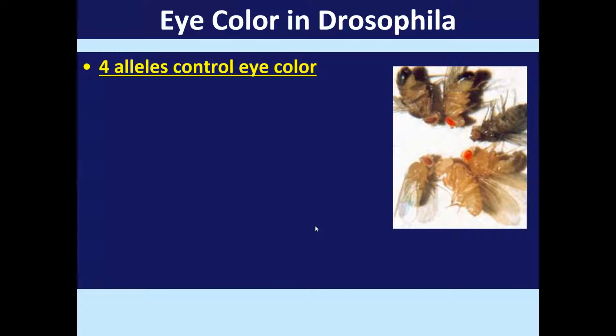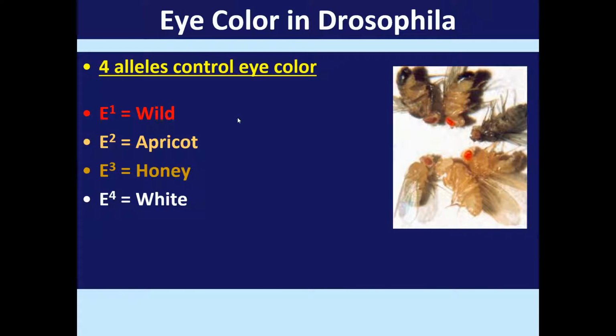4 alleles control the eye color in fruit flies, or Drosophila. E1 is wild type. They have red eyes. E2 codes for apricot-colored eyes. E3 produces honey-colored eyes. And E4 codes for white-colored eyes. The order of dominance is E1 is most dominant, then E2, then E3, and then E4. So this means if they have an E1 in their genotype, they automatically have wild type or red-colored eyes.